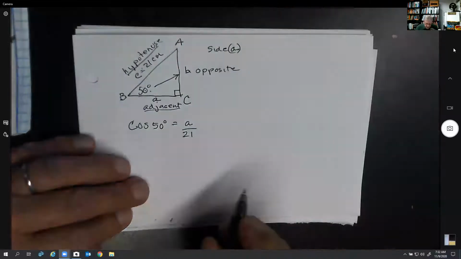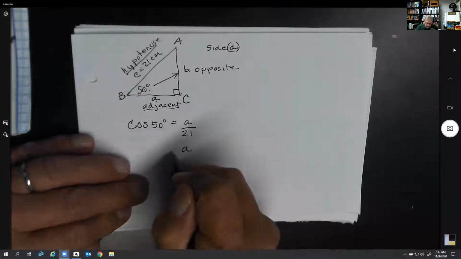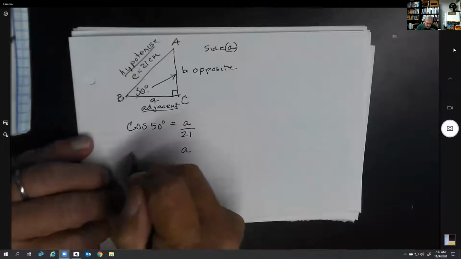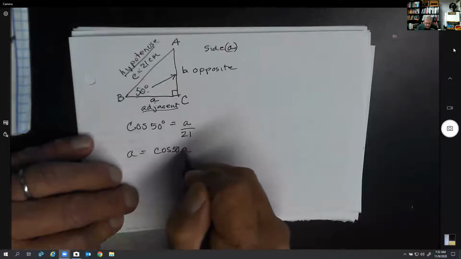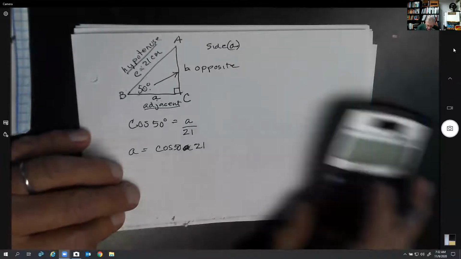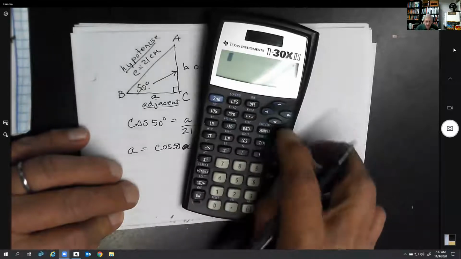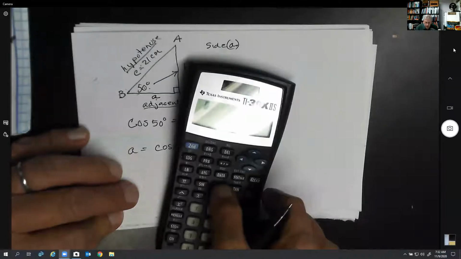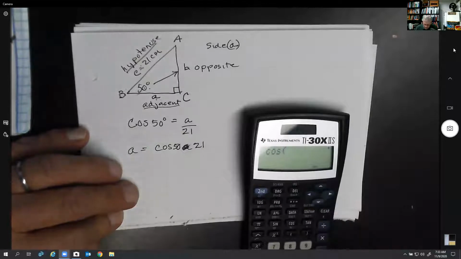Okay, now to solve this, this is a proportion, so we're going to cross multiply. A is equal to, let's put the A over here, the cosine of 50 times 21. So on our calculator, make sure it's cleared out. It's going to be the cosine. We're going to hit cosine, put in 50, and we know it's set to degrees. Put that in parentheses, times 21.